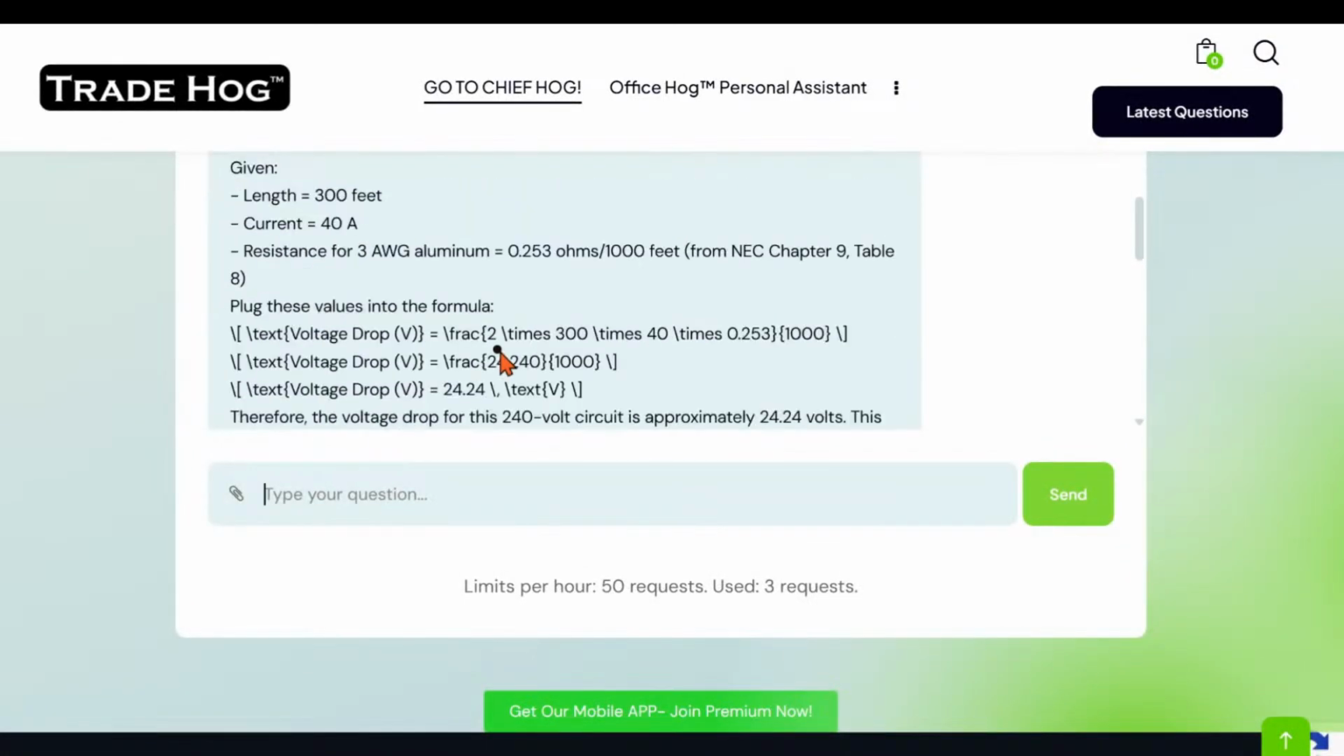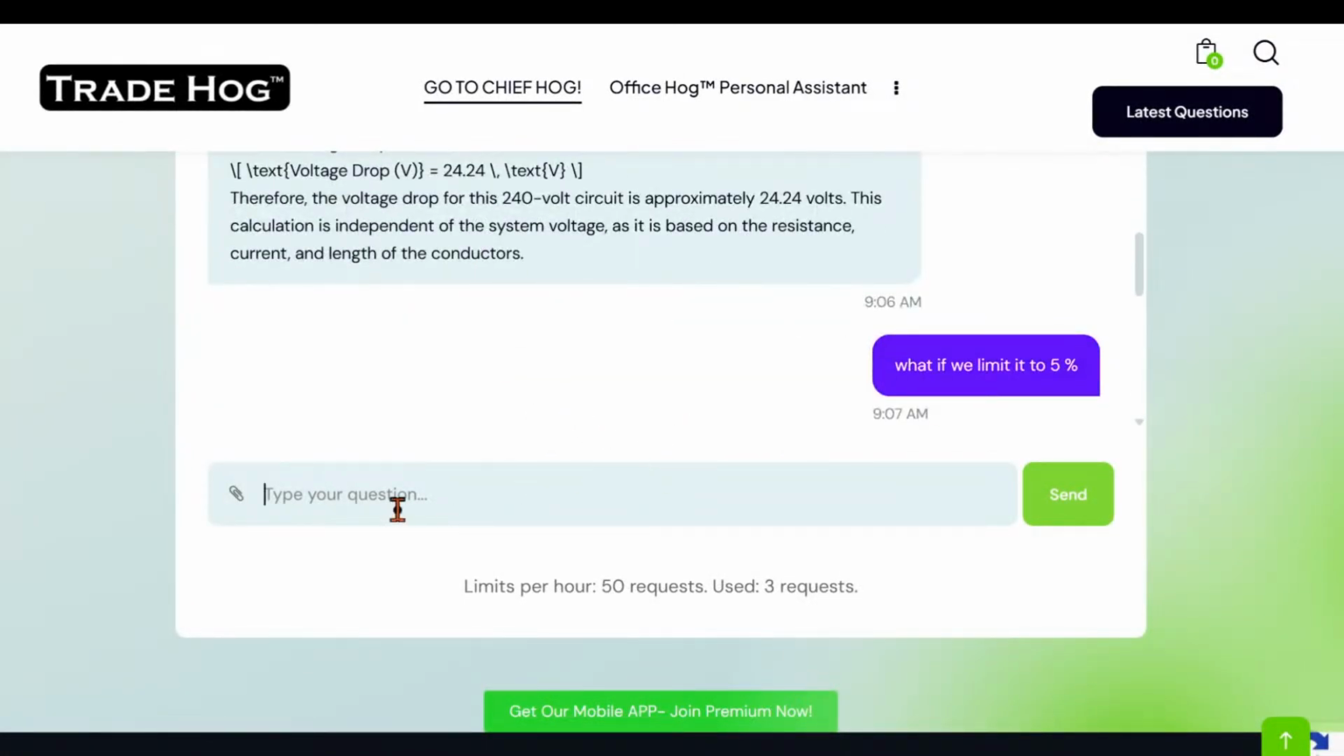Okay, so see, I'm going to have an argument with the hog and see if it changes. I'm going to say, you are incorrect. Okay, so I'm a challenging person. I'm going to say incorrect. First, you have the wrong value for the resistance on a 3 AWG aluminum. Also, the voltage drop is 9.67 volts. So your math is way off. Okay, I just want to see how she cusses me out or he cusses me out.